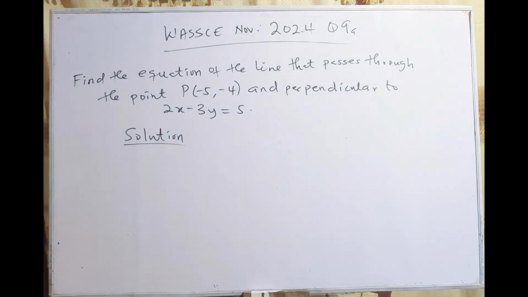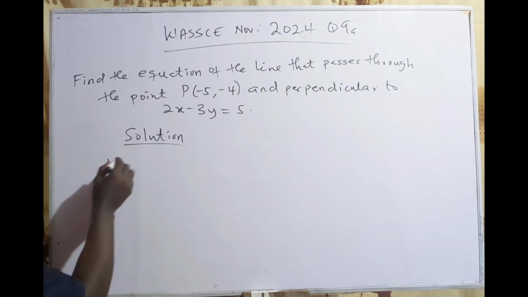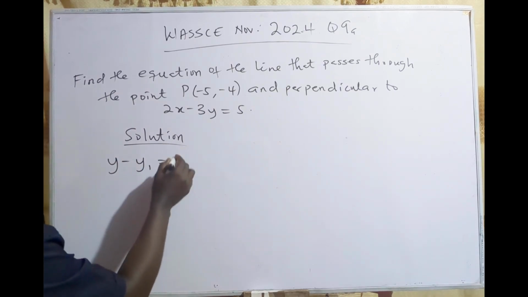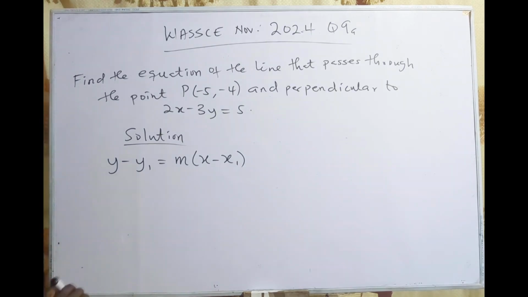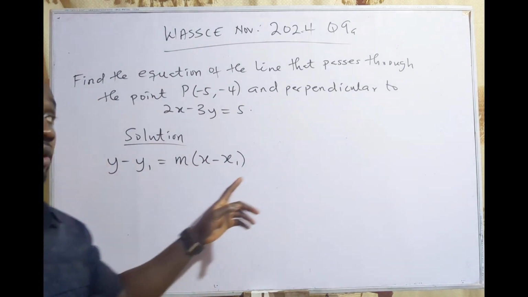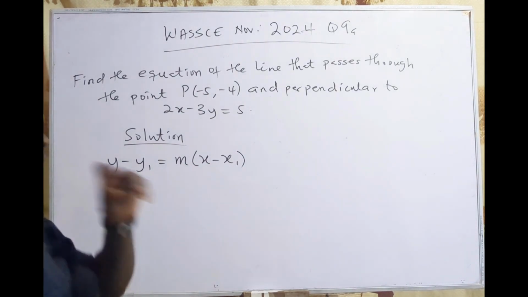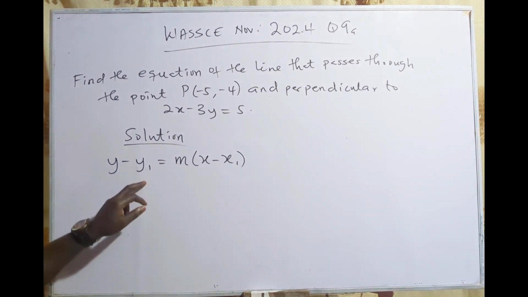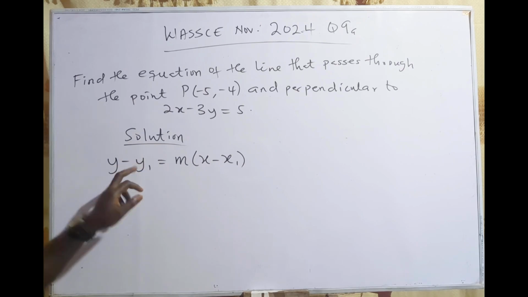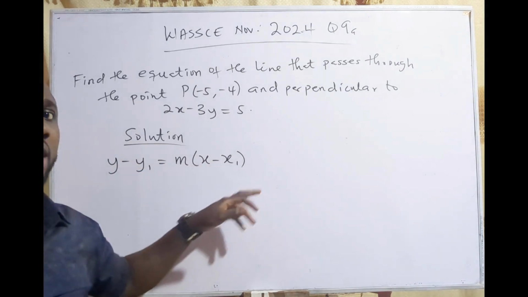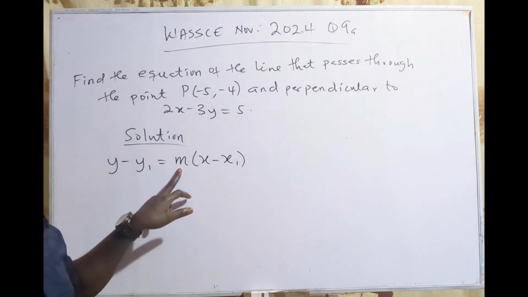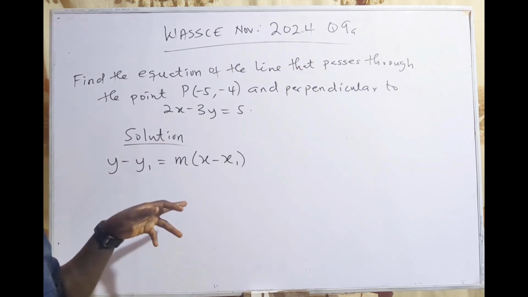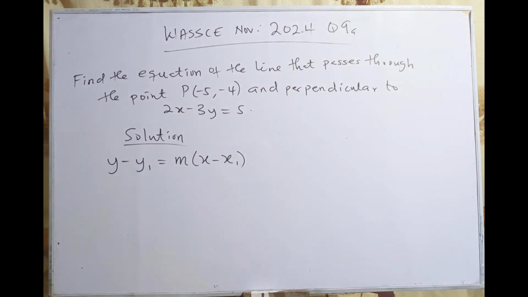First of all, if you want to find the equation of a line, what is the formula? That is y minus y1 equal to the gradient multiplied by x minus x1. You should know that this is the formula for finding the equation of a line, where (x1, y1) is the point through which the line passes, and m is the gradient of the line. That will give us the equation of the line.